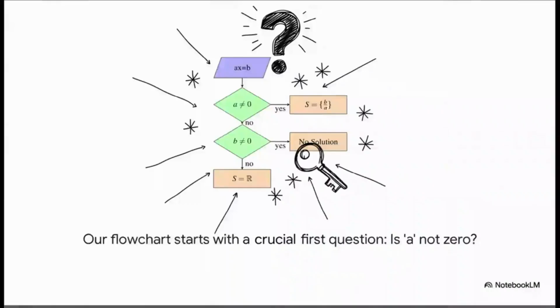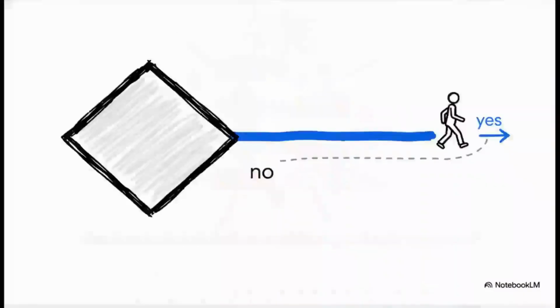So, the map starts us off at a major crossroads. The very first question we have to answer is: is a not equal to 0? And believe me, everything hinges on this one question. Yes or no? That one answer sends us down two completely different paths. Okay, let's take the easy road first, right? The one we all remember from school. We're going to follow the yes path. So for now, let's just assume a is any number in the universe, as long as it's not 0.